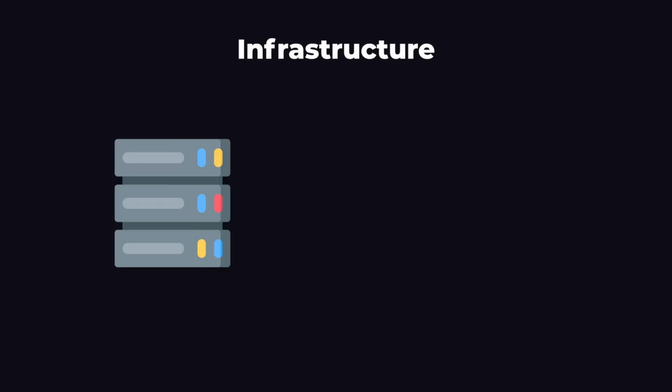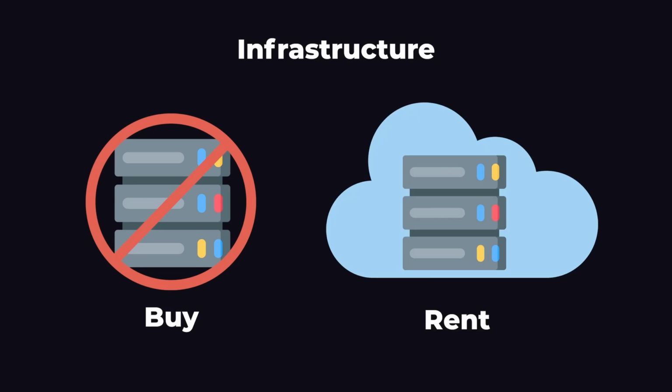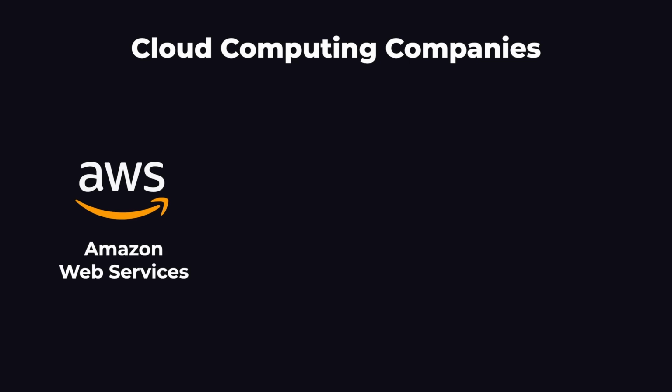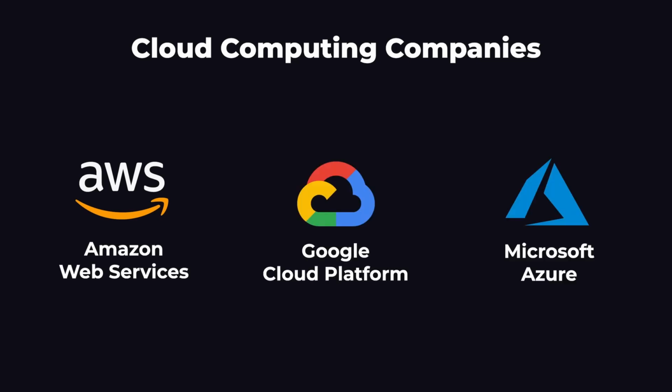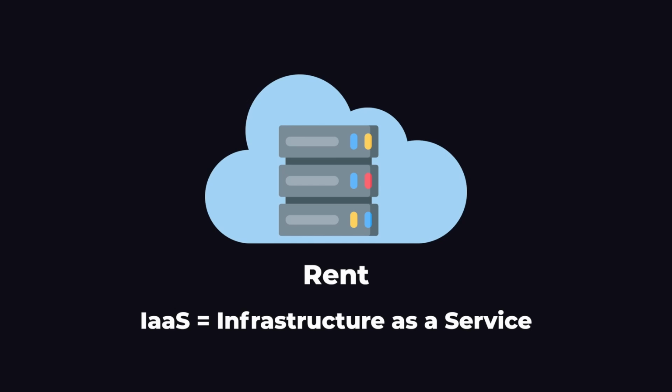Now let's talk about infrastructure. Nowadays, instead of companies purchasing their own computers to run their websites, they rent computers from a cloud computing company. The biggest cloud computing companies are AWS, Amazon Web Services, GCP, Google Cloud Platform, and Microsoft Azure. The basic idea of cloud computing is you're renting a bunch of computers. This is also known as IaaS, Infrastructure as a Service.